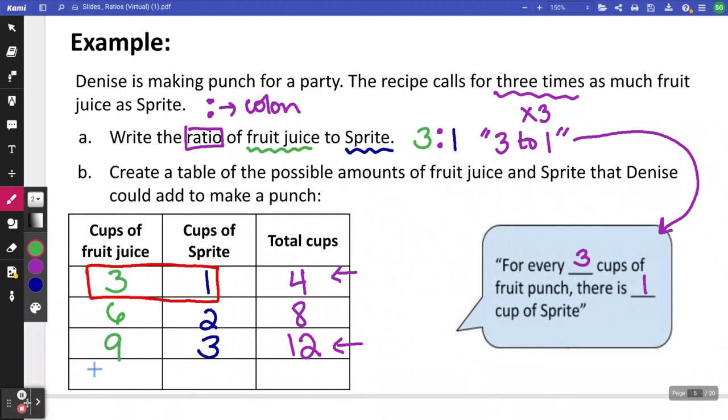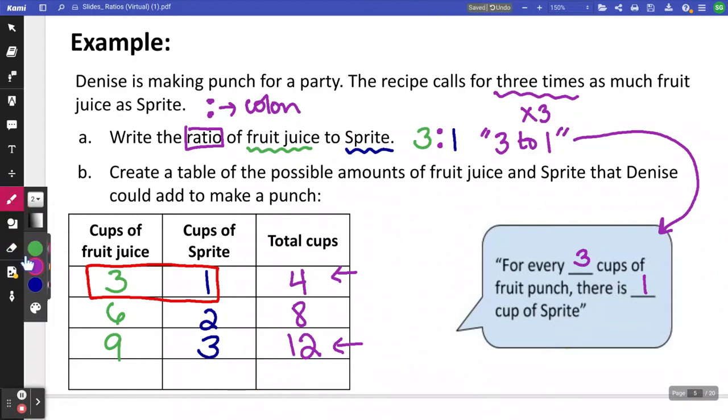My guess is a lot of you followed this table. So you had 3, 6, 9, and we have her quadrupling. That's multiplying by 4 and getting to 12 cups of fruit juice and 4 cups of Sprite for a total of 16 cups. And that would be a great row to have on our table. Please know, though, that that is not the only thing we could fill in this table with.